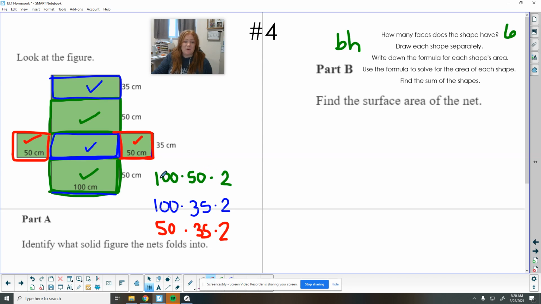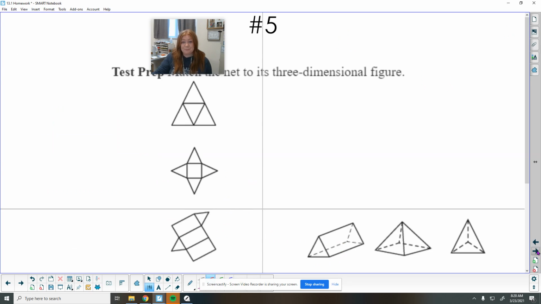So I'm going to find the bases, find the front and back, find the sides, and then we add them all together. Once you have these answers here, you want to add them all together to find the centimeters squared for this rectangular prism.